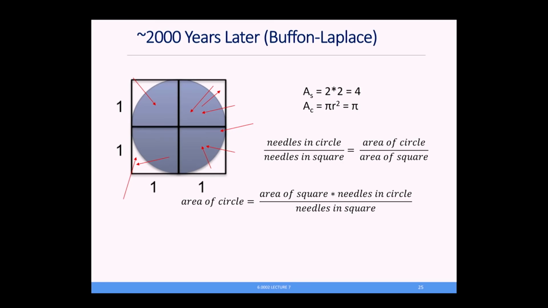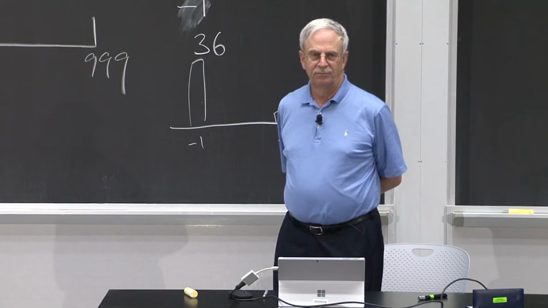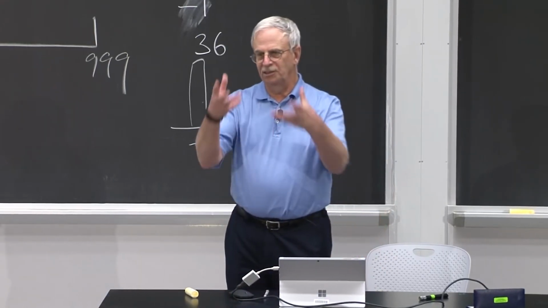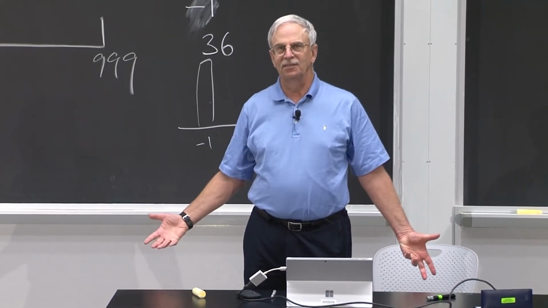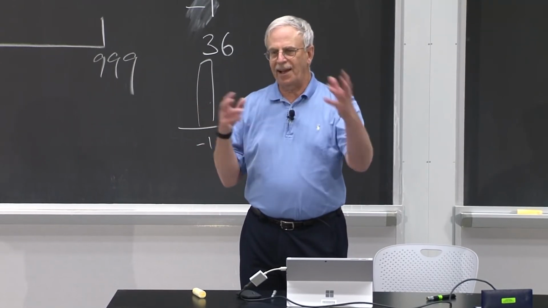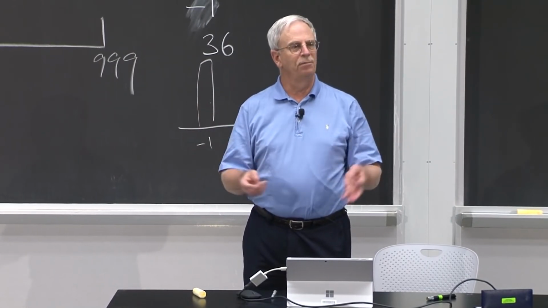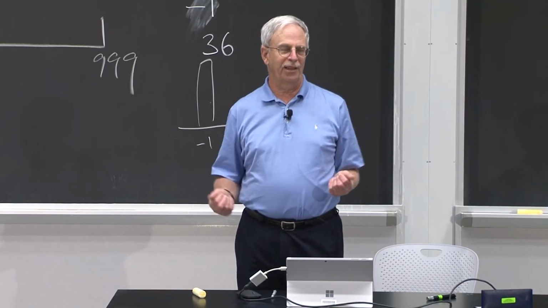And since we know that the area of the circle is pi, that tells us that pi is going to equal 4 times the needles in the circle, that's 4 is the area of the square, divided by the number of needles in the square. And so the argument was you can just drop a bunch of these needles, see where they land, add them up, and from that you would magically now know the actual value of pi.